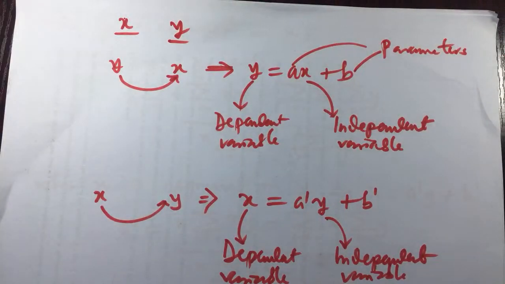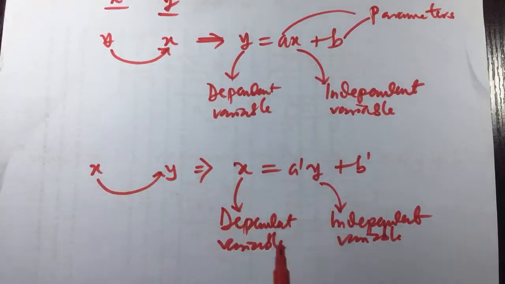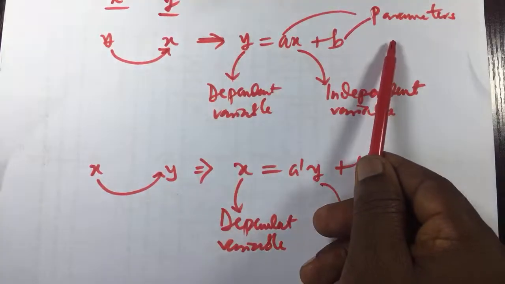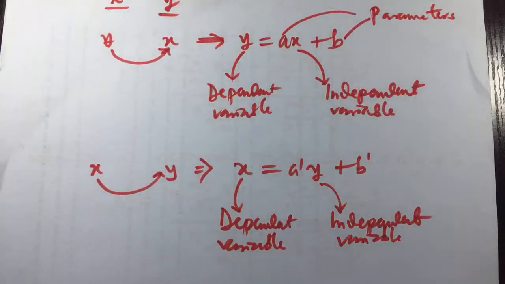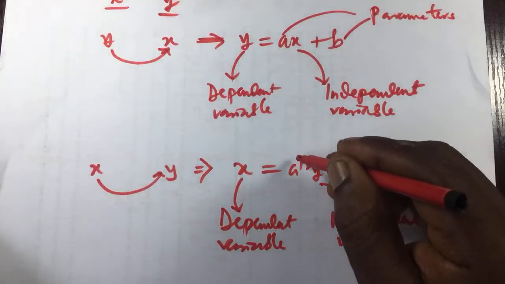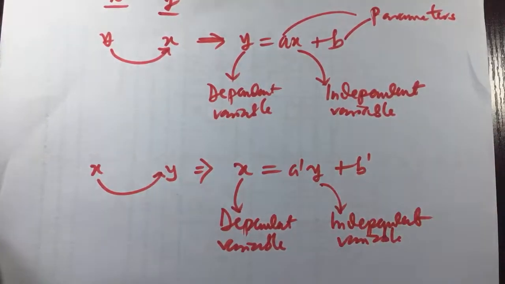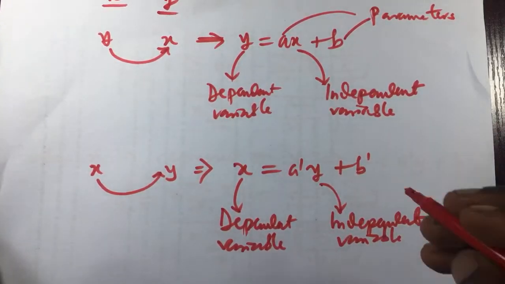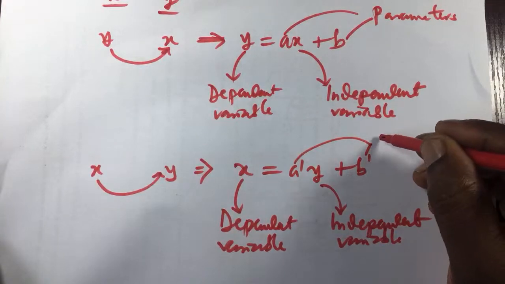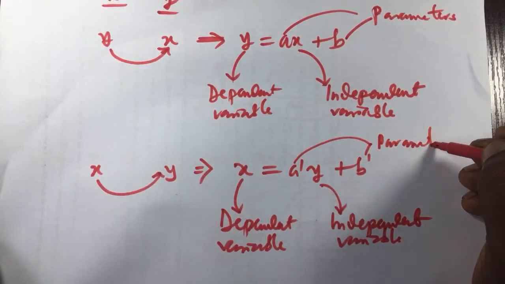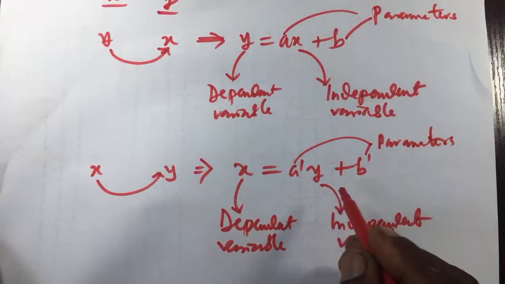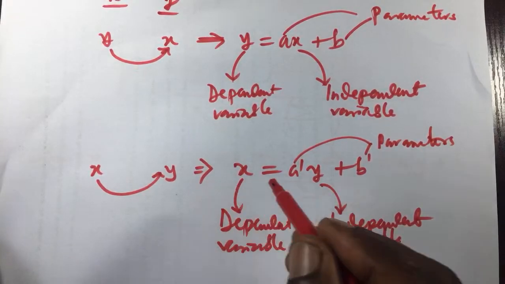The same thing happens when you regress x on y. It makes x your dependent variable and y your independent variable. But the parameters you would have when regressing y on x are not the same as the parameters you will have when you regress x on y, so we use a prime and b prime to show that the parameters will not be the same. They still remain parameters, but they won't be the same. So we call them parameters of this particular model involving regressing x on y.